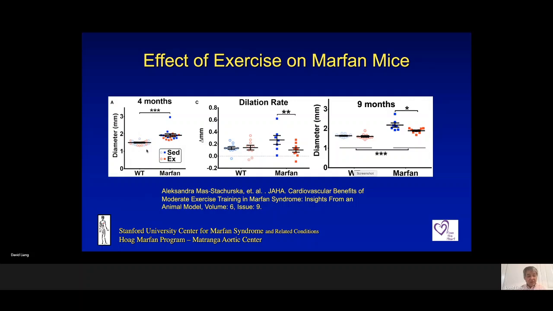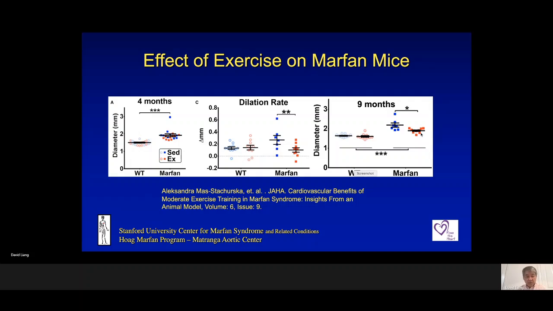But then we're going to take two groups, one of which we're going to make into couch potatoes, and the other we're going to put on a treadmill and have them do moderate aerobic exercise, at least the mouse equivalent of it. And you can see that over a 5-month period, the aorta grows much more rapidly when the mouse is sedentary. And so you can see at the end of 9 months, the aorta is significantly bigger in those who are sedentary as opposed to those who are exercising at a moderate level. So this is actually quite encouraging and tells us, yes, indeed, it's good to exercise, not only for the rest of the body, but also for the aorta. But these are at moderate levels.